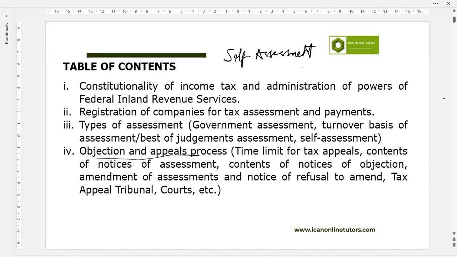Then if their computation is higher than yours, and they are very sure that they take cognizance of the provisions of the tax law, they will invite you where they are having disagreements in your computation. So if they are doing it from their office, we call it desk review.